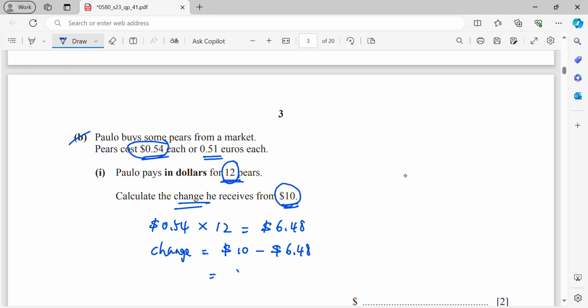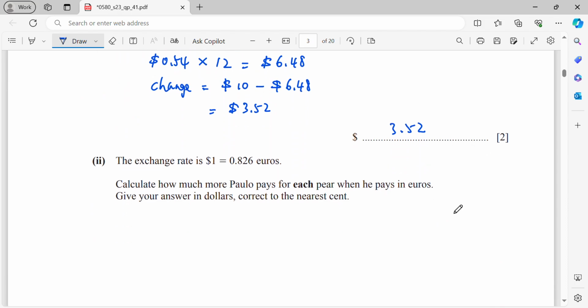So this is going to be 3.52. Okay, that's a change. Now the exchange rate is $1 equals 0.826 euros.